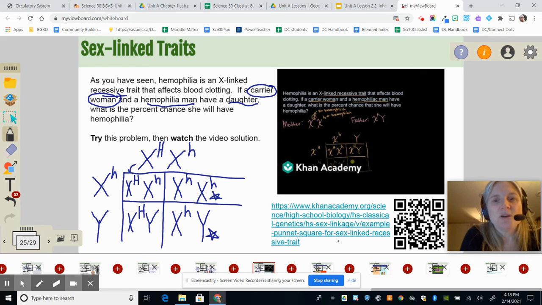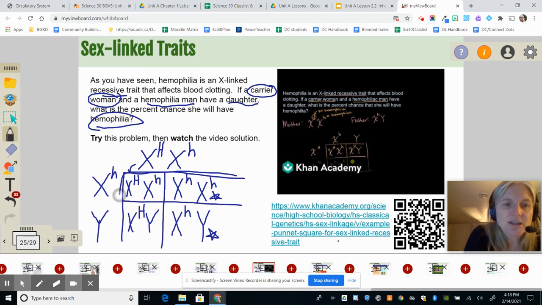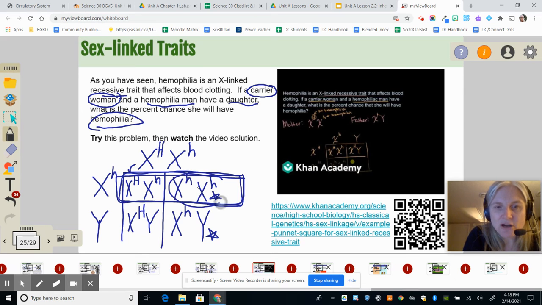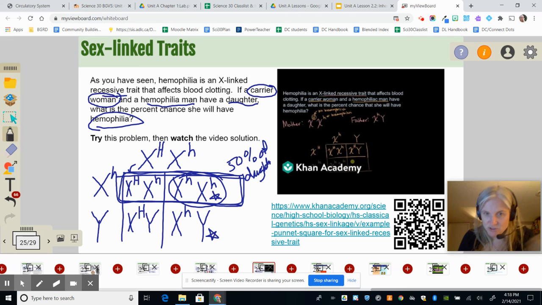So to answer the question, what's the percent chance that the daughter will have hemophilia? When it's specifically asking about the percentage a daughter will have, we only look at the females that are produced, and half of the females are going to have hemophilia. So 50% of daughters. Same thing with the boys, actually. If the question was what percentage of the sons, it's going to be 50% of the sons as well.